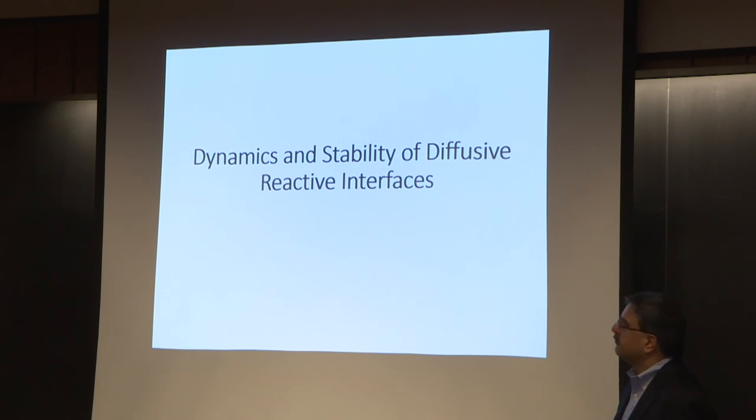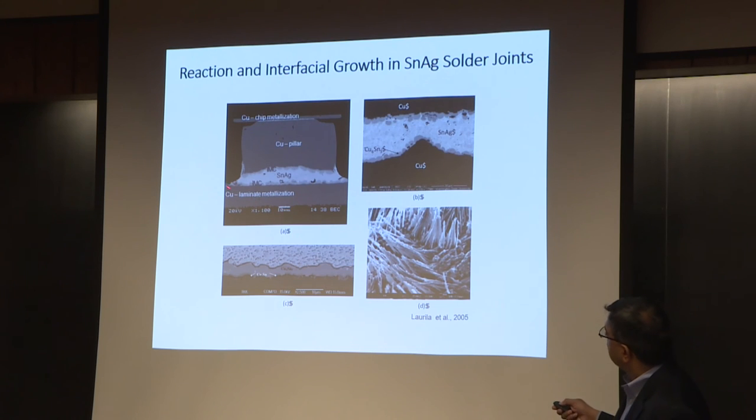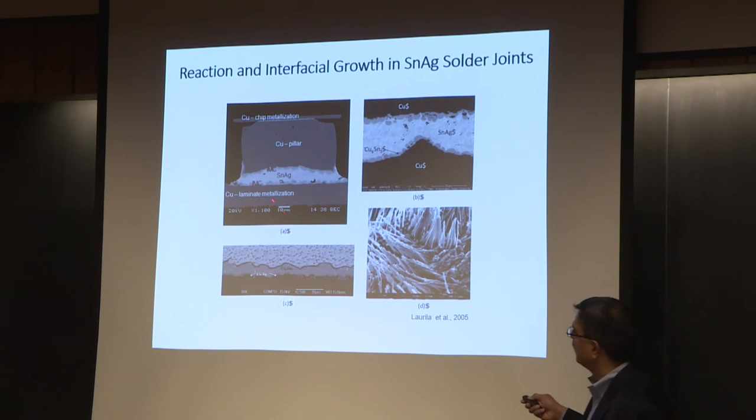And this is the work of Anirudh, who is here. So recently, more recently, we looked at dynamics and stability of reactive interfaces. Again, an interface is very common in electronics as well. So what you're seeing here is an intermetallic. It's the copper tin intermetallic, Cu6Sn5.